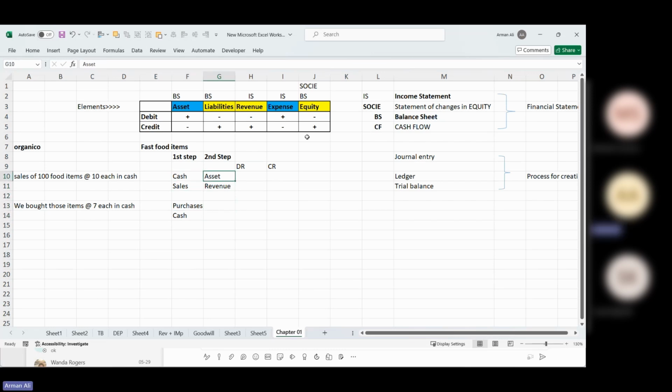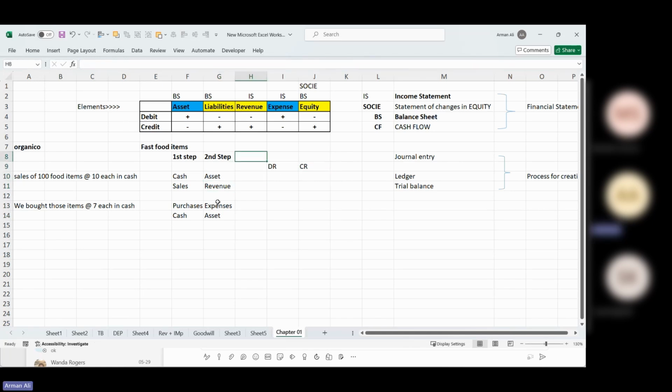Now, you could not have made this sale unless you had purchased those items. If you don't have it, then you cannot sell it. So that is your purchases. You bought those items. So what element would the purchases fall under? They would fall under expenses. Yes, correct. And cash we know is an asset. So we identified the items, and then we identified the elements they fall under in accounting.